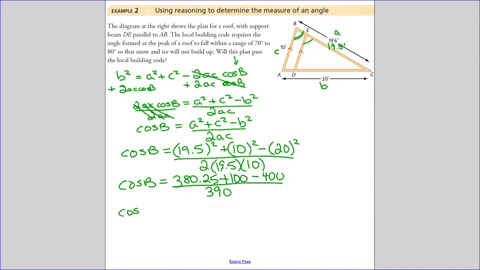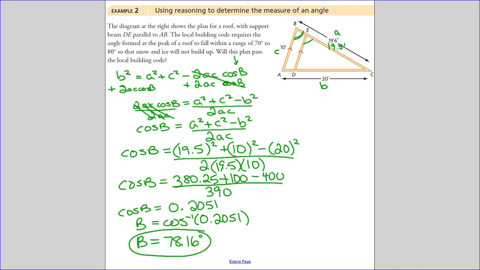So our cosine B value, if I add those up and divide by 390, works out to be 0.2051, which means B is equal to the cosine inverse of 0.2051. So B equals out to be 78.16 degrees. And so will this plan pass the building code? Yes, because it's between 70 and 80 degrees. So yes, it will pass code.